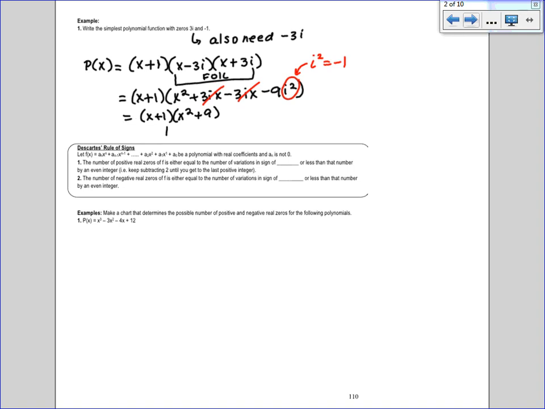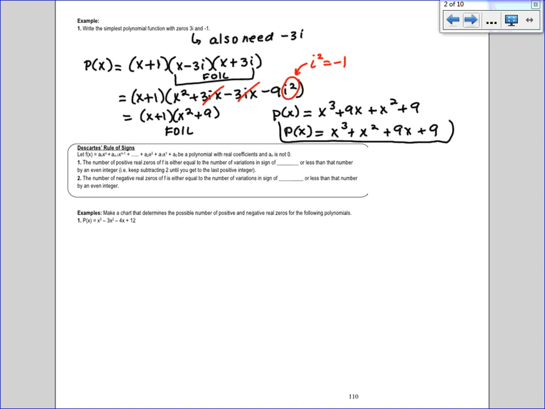Okay, continue to FOIL, so I'm going to FOIL this part. When I FOIL, I get p of x equals, first is x times x squared, so x cubed. Outer is plus 9x. Inner is plus x squared. Last is plus 9. I'm going to write it in descending order, so I get x cubed plus x squared plus 9x plus 9. That's your polynomial.